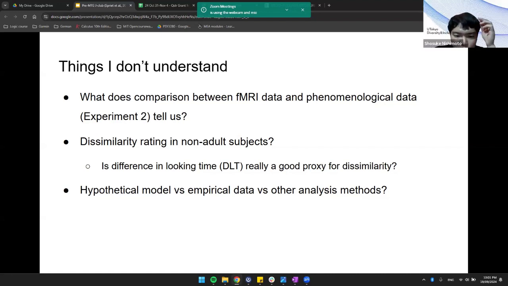Okay, so the hypothetical model corresponds to the adult eye looking time data. Is this correct? I think it's very laggy. Similarity. So eventually both data are going to be this similarity rating from 0 to 1.